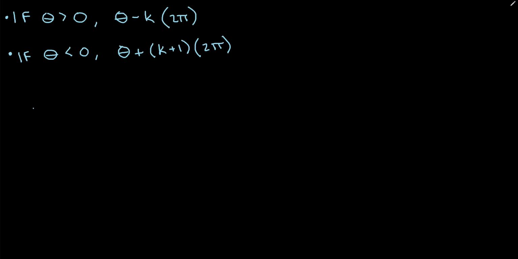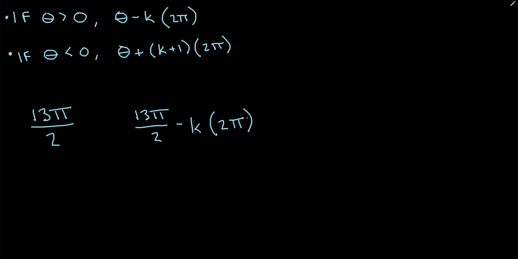Let's say we have the angle 13 pi over 2, and we want to find the coterminal angle that is between 0 and 2 pi. This angle is positive, so we're going to use the first formula. So we'll say the angle 13 pi over 2 minus k, we don't know what k is yet, but we'll figure that out, times 2 pi.